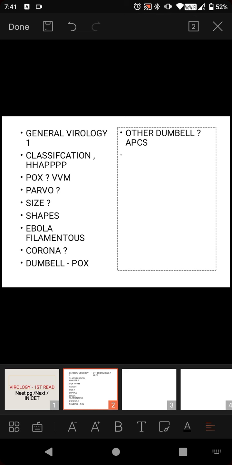Then coming to the structure. It is the basic structure only. It has a nucleocapsid inside. It's a viral genome enclosed by a nucleocapsid and surrounded by an envelope, and that is surrounded by a capsid. Okay, so nucleocapsid, envelope, and capsid. Then coming to the nucleic acid. So nucleic acid is DNA or RNA. It can be both in the case of bacteriophage, but here it is only either DNA or RNA.